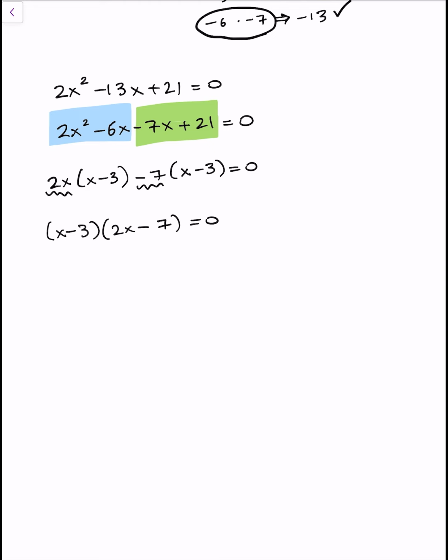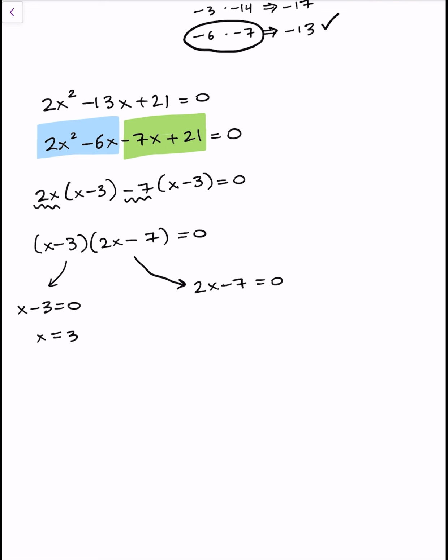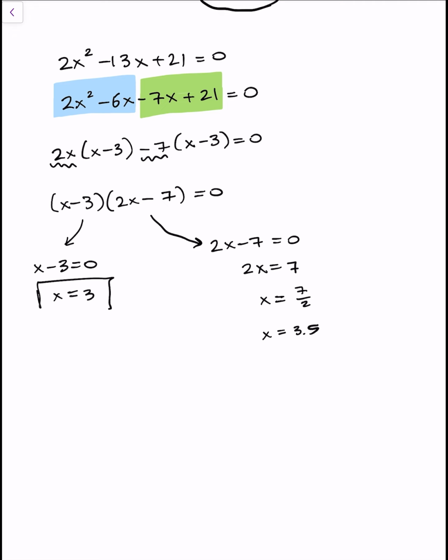So in order to solve for x, we have two possibilities that would make this whole thing equal 0. So either this chunk right here would equal 0, or this chunk right here would equal 0. So we're going to look at both. So we'll have x minus 3 equal to 0, and 2x minus 7 equal to 0. And then we'll solve for x. So this first one, we're just left with x equals 3. And then for the second one, we have 2x equals 7, and x equals 7 divided by 2, which is the same as 3.5. So our solutions for this quadratic equation are x equals 3 and x equals 3.5.